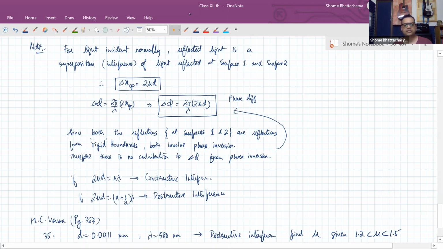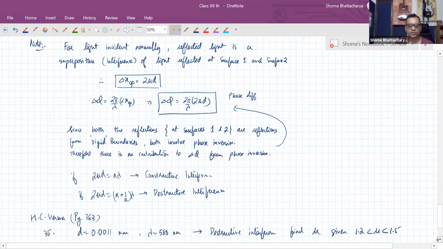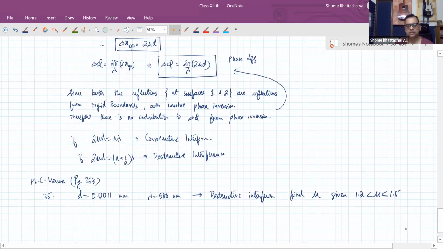So the condition we have to apply is for destructive interference. Just give it a try. 2 mu d should be an odd multiple of lambda by 2, where lambda is 580 nanometers, such that mu is greater than 1.2 but less than 1.5. So how will you come to the exact conclusion of what mu is? A bit of numerical analysis has to be done, that number theory thing with the odd number concept coming in here. So just try this out, people, and if you finish this, you can go through 37 also. We'll discuss both these questions.